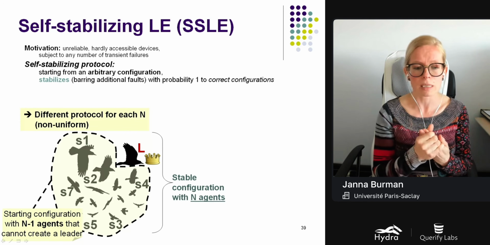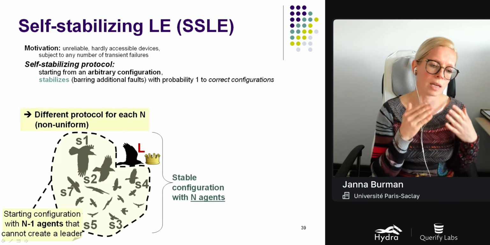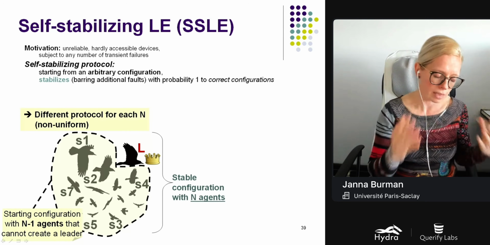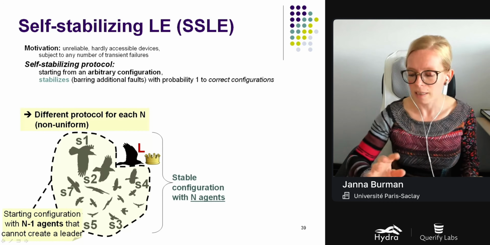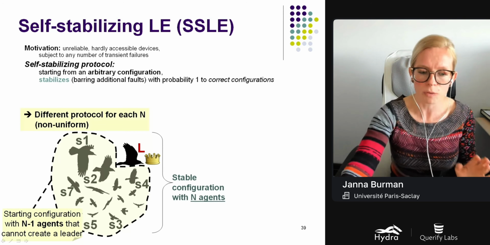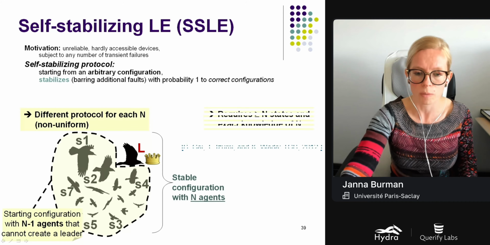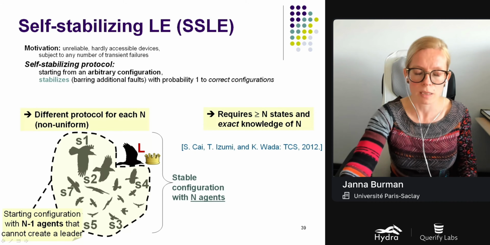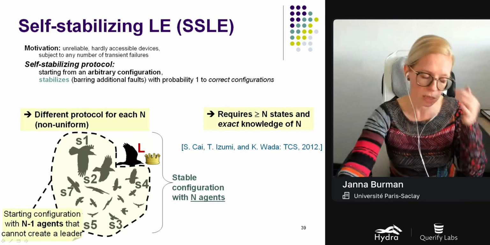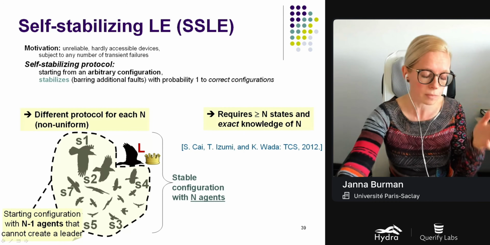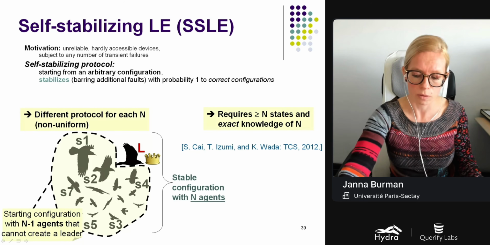So this means that agents have to know in some way that the population is of n-1. Okay, this is not exactly the proof, but this gives an idea why this protocol cannot be non-uniform, and we have results that show that the agents have to know the size of the population incorporated in the protocol. Okay.